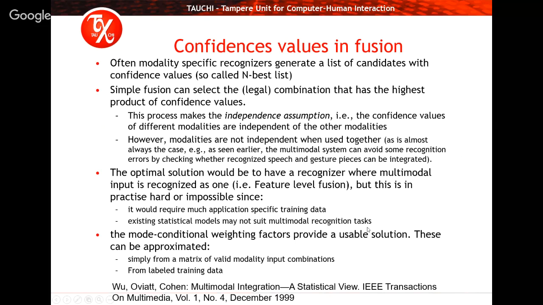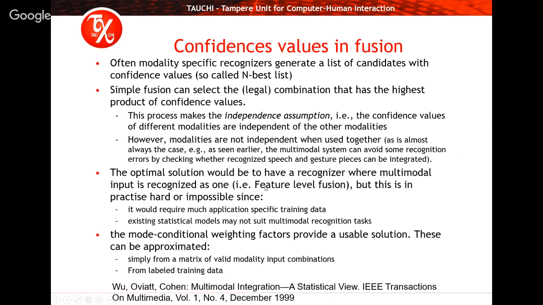If we simply multiply, so take the product of the confidence values, we are making the independence assumption, meaning that one information and the other information are totally independent. They are not really linked, so that receiving one kind of information does not affect the other. But in real life, usually there is some sort of linkage between these different modalities. I don't have a really good example about that here.